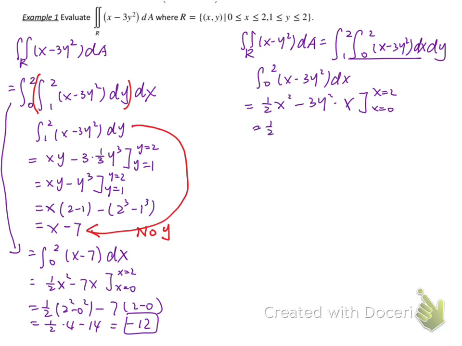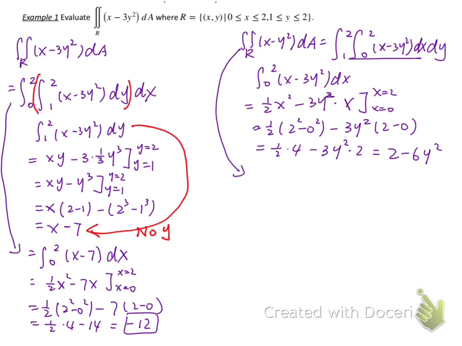So this is 1/2 times 2 squared minus 0 squared, minus 3y squared. Sorry, that's a 2, 2 minus 0. This gives me 1/2 times 4 minus 0 minus 3y squared times 2. So 2 minus 6y squared. Then I put it back in the outer integral from 1 to 2, 2 minus 6y squared dy.